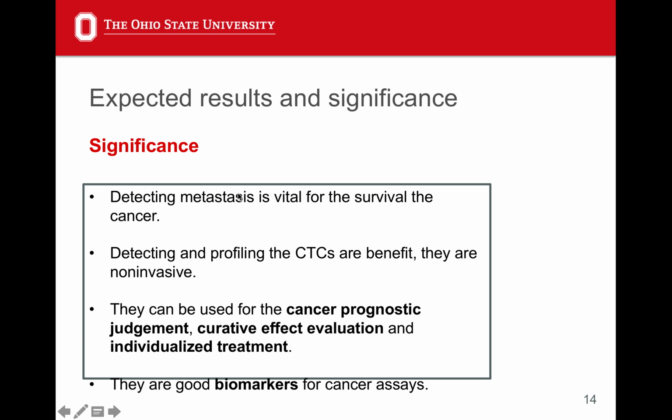Significance. Detecting metastasis is vital, and CTCs can be used for cancer prognosis and curative evaluation, and they can be good biomarkers for cancer assays. And there is a reference.